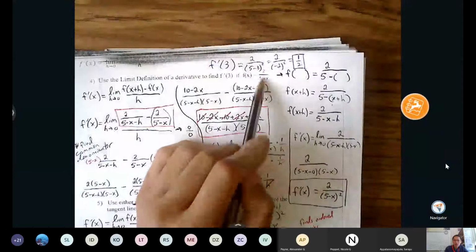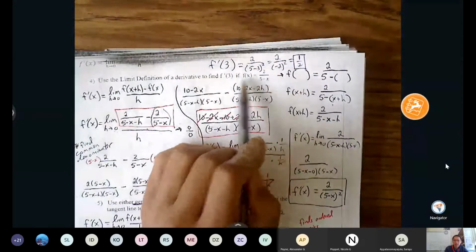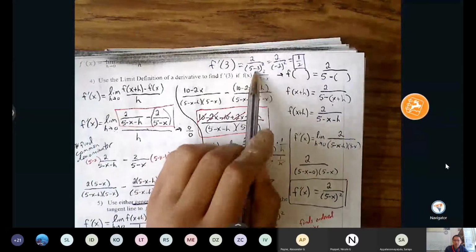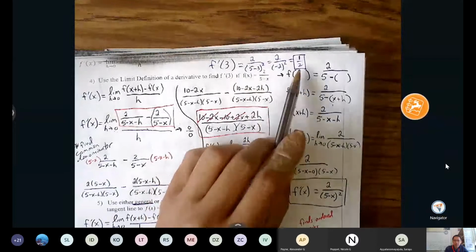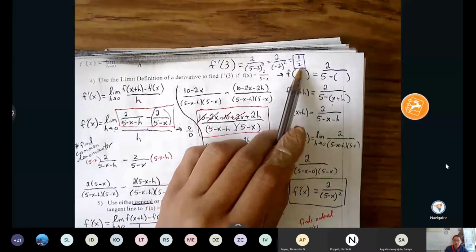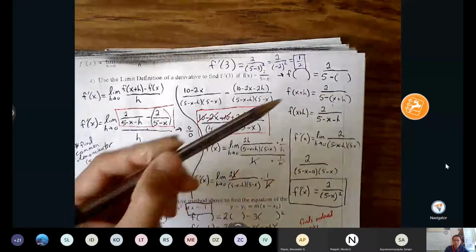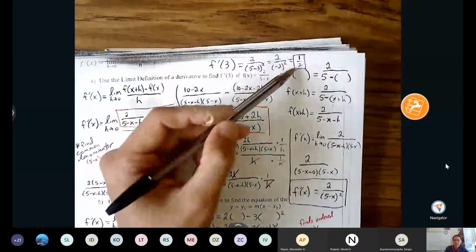Okay, so again, what this tells us is that whatever this graph looks like, when we reach a value of x equals 3, this graph is going to exhibit a positive slope that's very gradual. It's barely rising, but it's going to be a slope of 1/2 at that point.